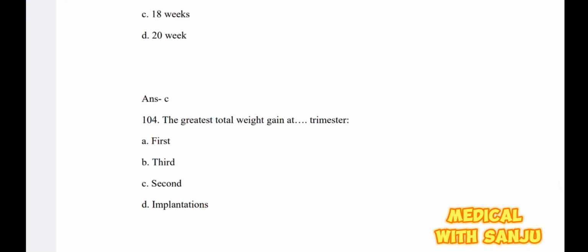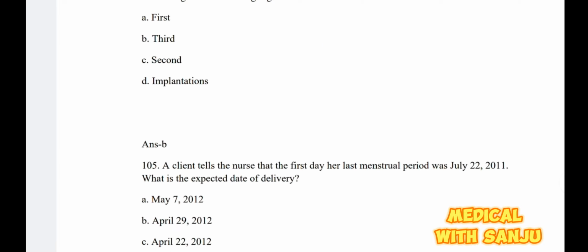Question number 104. The greatest total weight gain is at which trimester? Option A, first trimester; option B, third; option C, second; and option D, implantation. The greatest total weight gain is at third trimester. Option B is right answer.